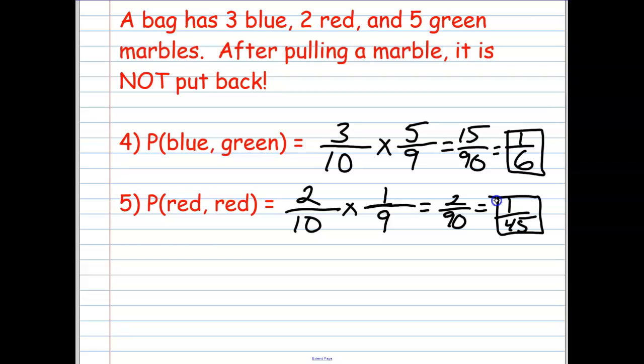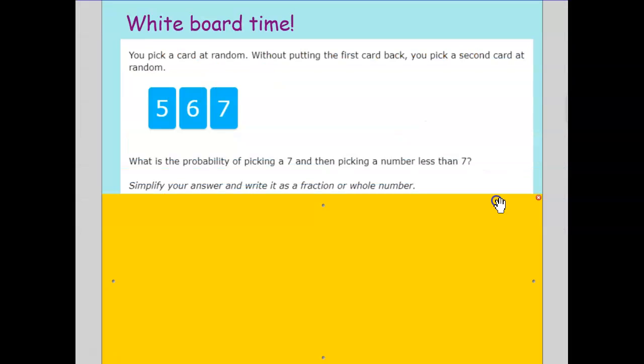Hit pause if you need to. Fill that in. Okay, grab your whiteboard or scratch paper, and I want you to give it a try. You're going to reach in, you're going to pick a card, and you're not going to put it back. So what's the probability of getting a 7 on your first try? Write down some kind of fraction for the probability of 7, and then write down a fraction for picking a number less than 7. And remember, you are not putting that first card back, so your denominator is going to change. Hit pause, make it happen.